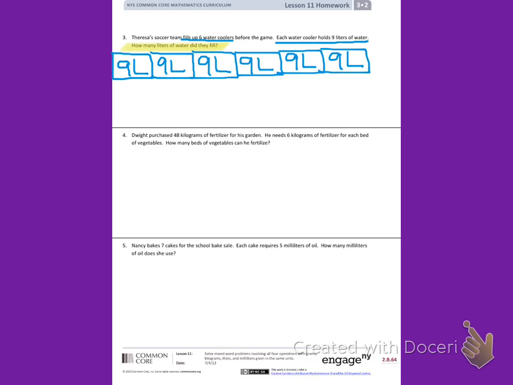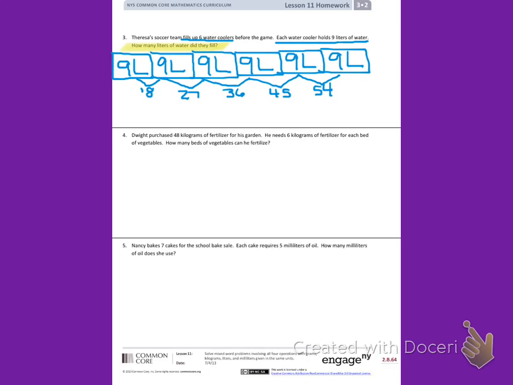Now the total would be the same as adding all of those 9s together. So I could do it this way. 9 and 9 is 18. And 9 more is 27. And 9 more is 36. And 9 more is 45. And 9 more is 54. So all I've done was add those 9s all together.